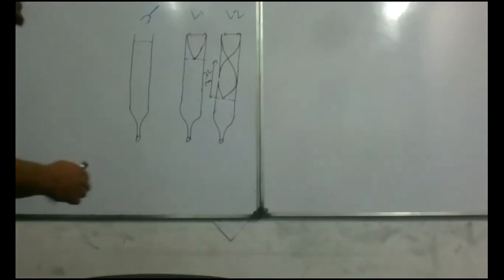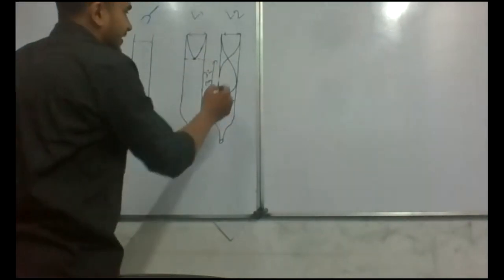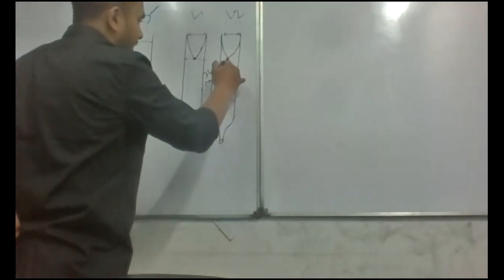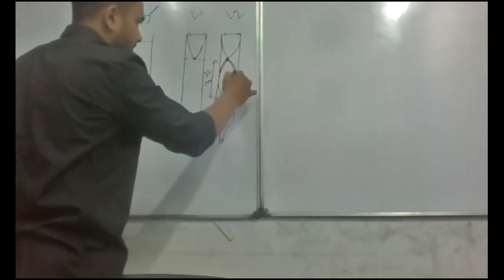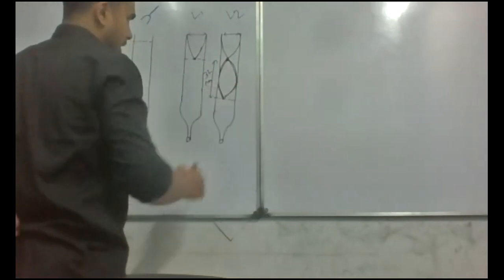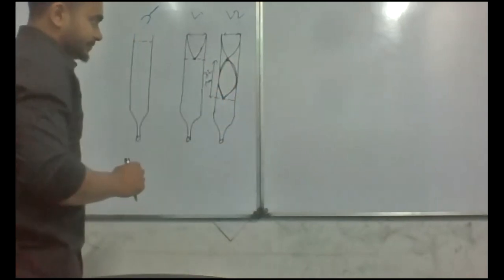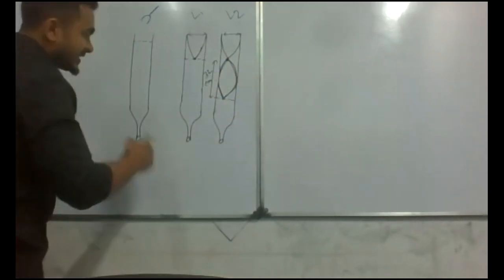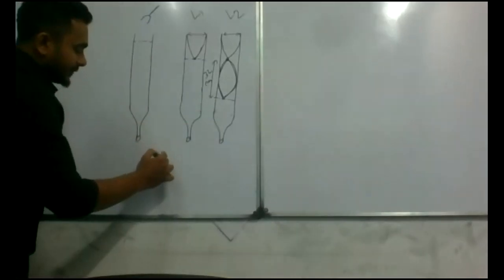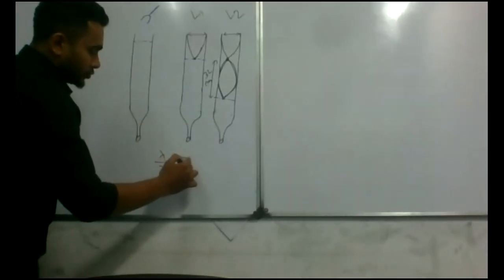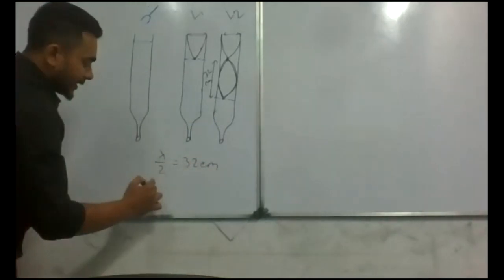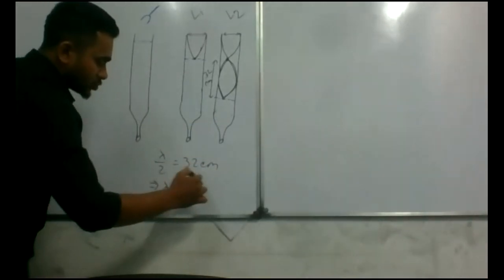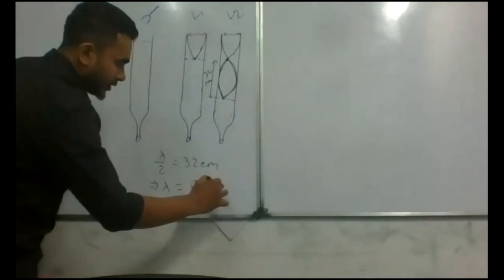Yes, sir. If that distance is 32 centimeter, that is actually the half of a complete wave, right or wrong? That is half of a wave, right? Yes, sir. What is the complete wave? If lambda by 2 is equal to 32 centimeter, then what about lambda? Lambda is 2 into 32, thereby this is 64 centimeter.